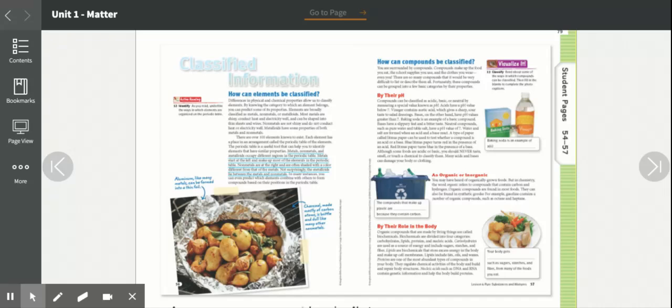Although some foods are acidic or basic, you should never taste, smell, or touch a chemical to classify it. Many acids and bases can damage your body or clothing.